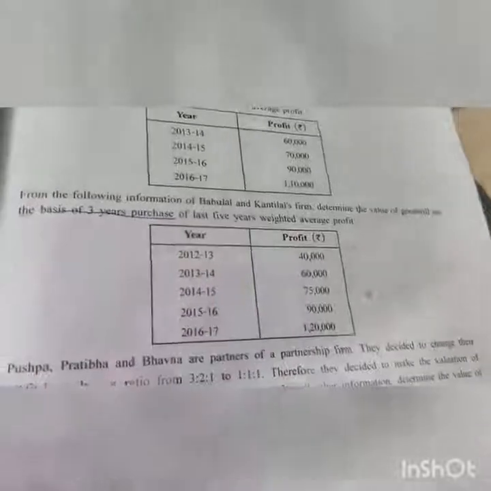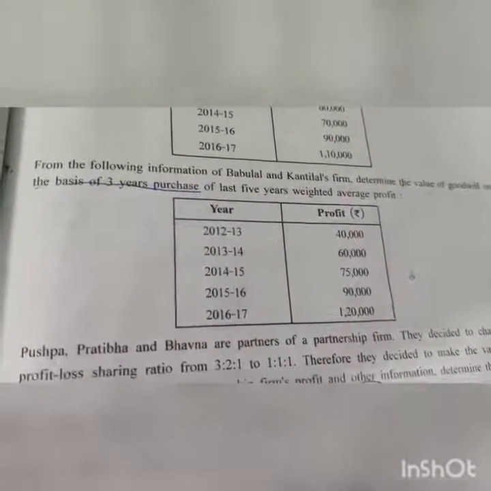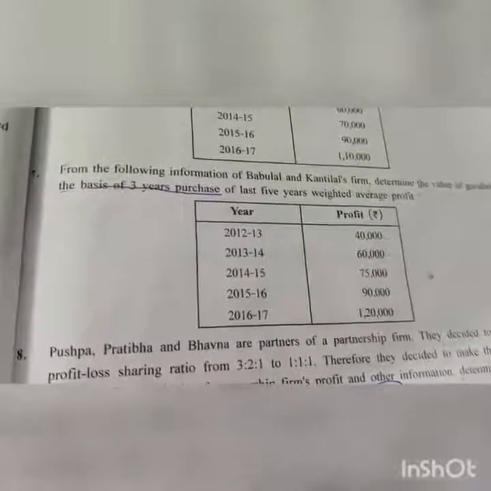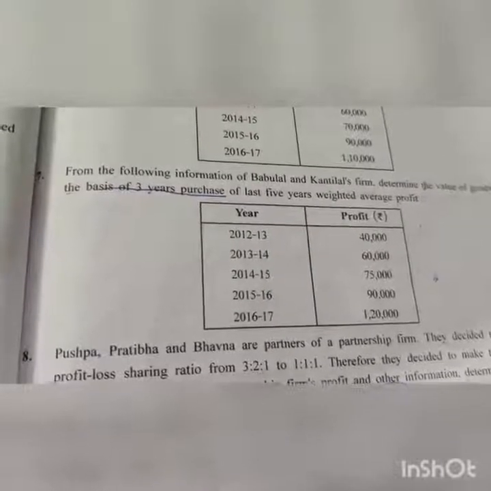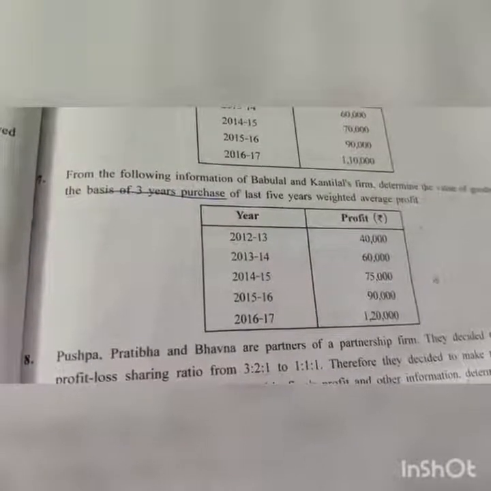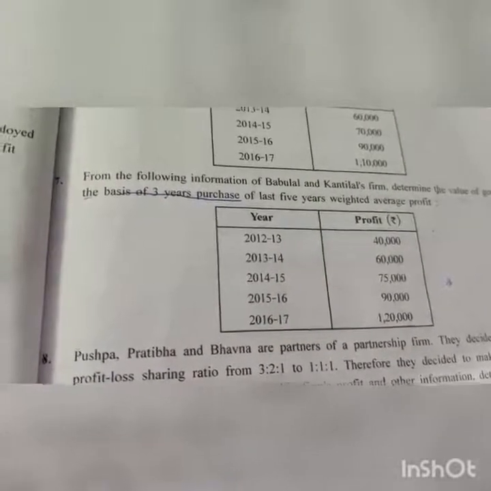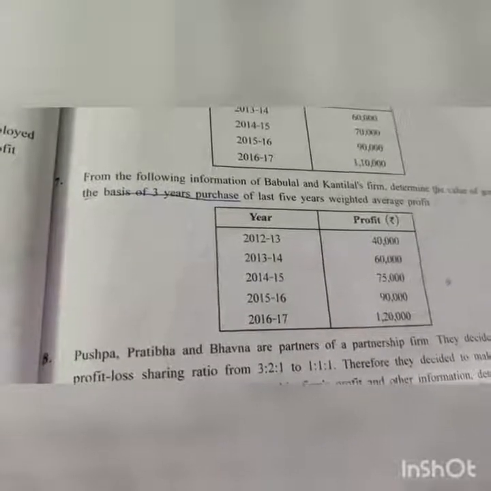How will we cross check? See, the amounts of profit are 40,000, 60,000, 75,000, 90,000 and 1,20,000. So continuously the profit is increasing. When the profit is increasing continuously, even if the method is not mentioned, you will use weighted average profit. But here in this sum they have already given that the sum is based on weighted average profit. Clear? Now we'll do the sum.